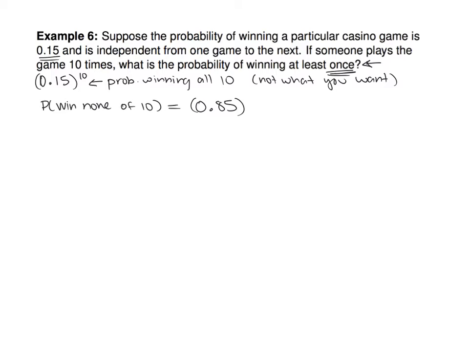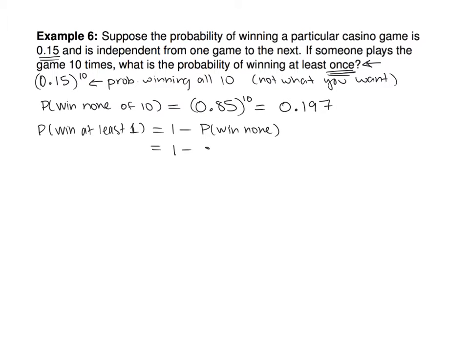This is going to end up being 0.85 to the 10th, which comes out to be 0.197. So about 20% chance that if you play that game 10 times, you lose every single time. But the chances of winning at least one sound much better. That's going to be 1 minus probability of winning none. Those two events are complements.